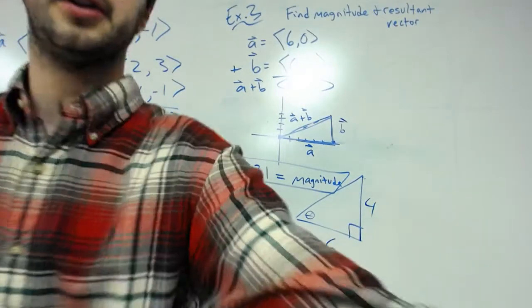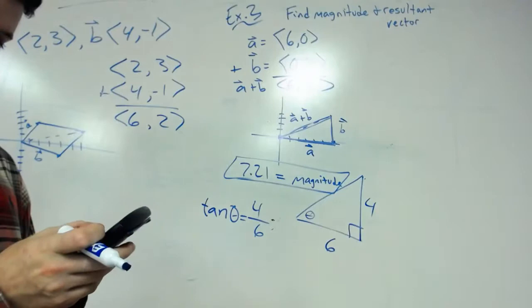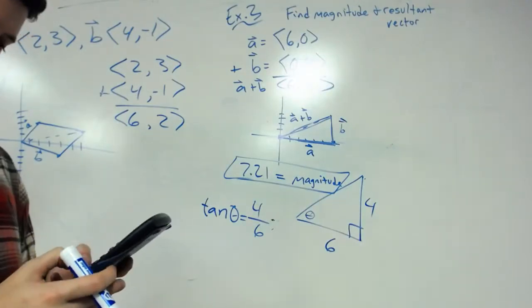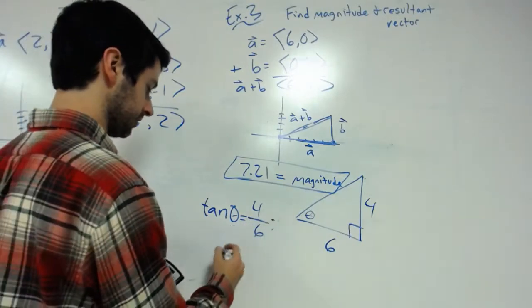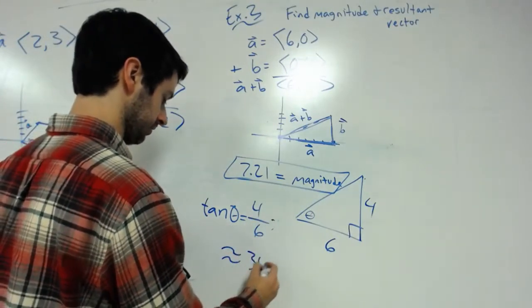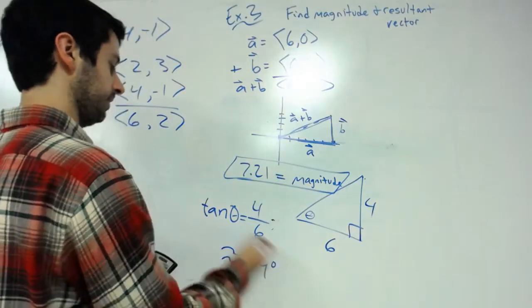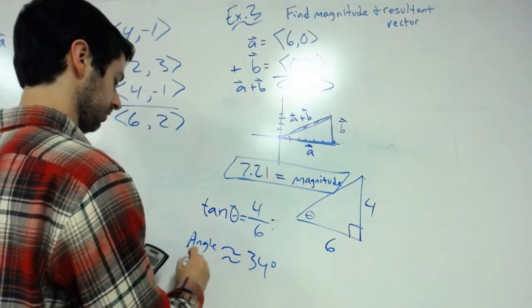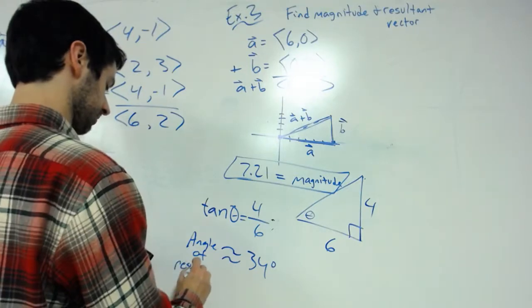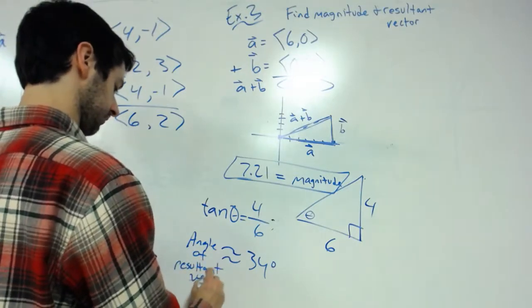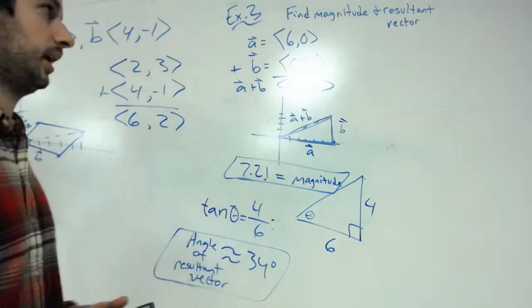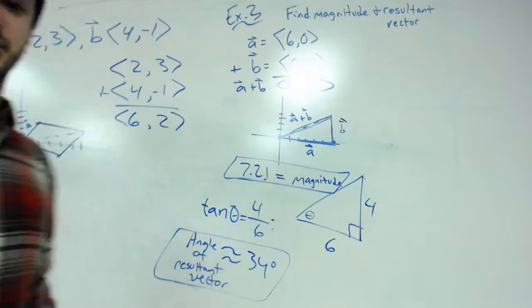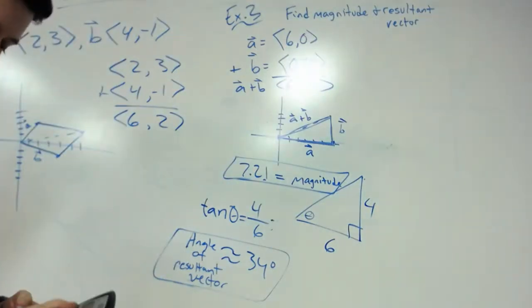Plug that into our calculator. Second tangent, 4 divided by 6. And we get roughly 34 degrees. And that would be our angle of the resultant vector. So those two things, I think I just wrote that problem wrong. Those two things are what you're looking for, and that would be your answer. Not too difficult, just applying the math principles that we've already used.